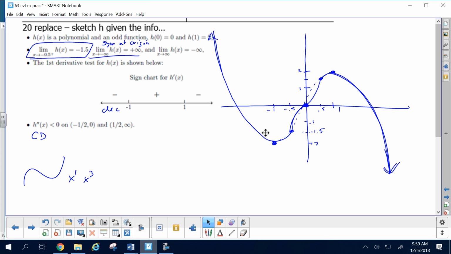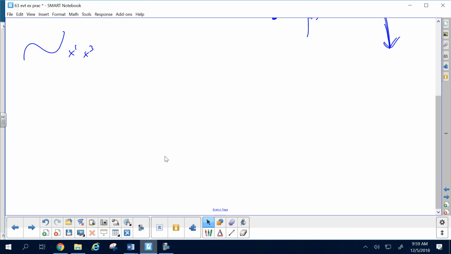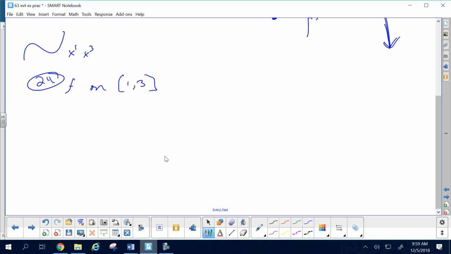Let's just scroll down here. 24. f is defined only on 1 to 3. What interval is g defined? g, which equals f at x minus 2, which is to say it's the same shape, just shifted.